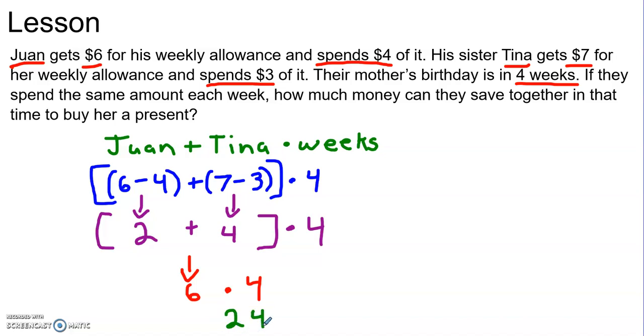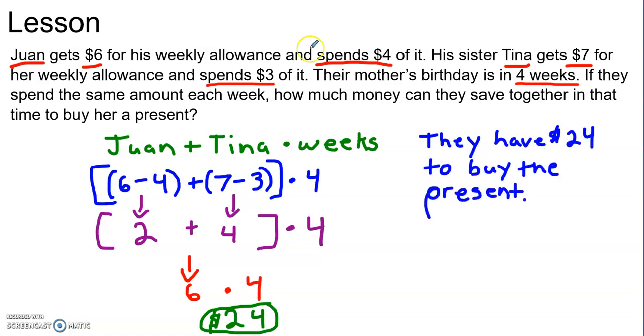Right? But don't forget, we're talking about money and we always have to label, right? So I could put $24 or I could just do my money symbol and then I circle it. This is a word problem and word problems require sentences. So on the side, I may turn around and say, they have $24 to buy the present. So I write it in a sentence, they have $24 to buy the present.